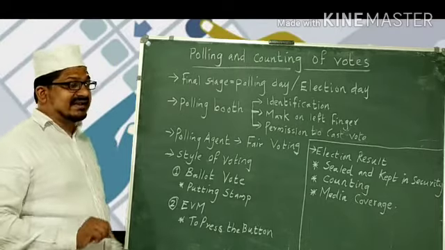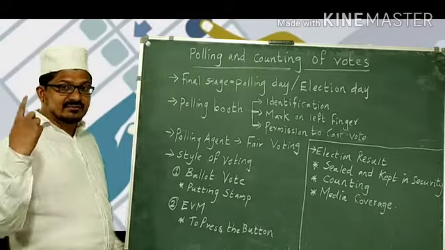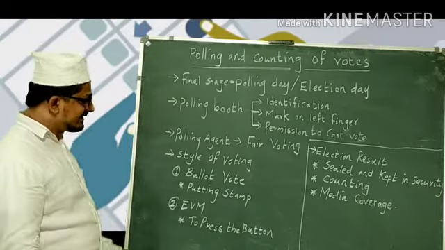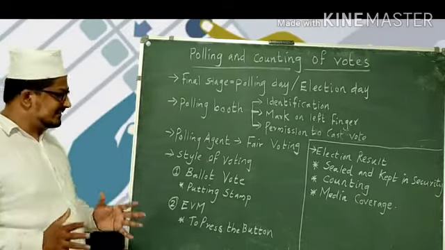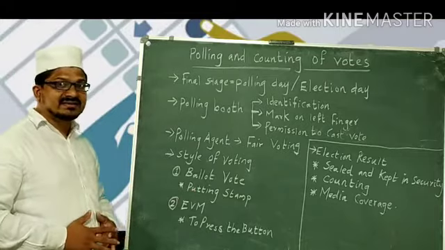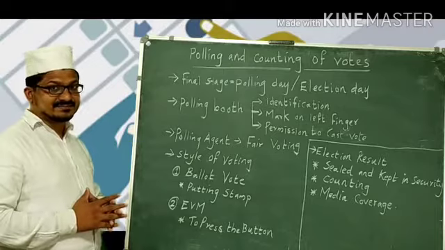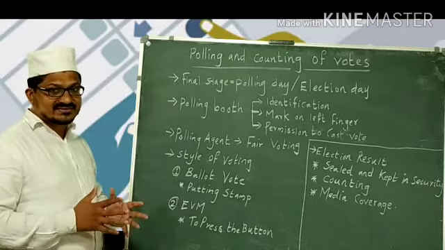The voters can press the button against his favorite candidate. It will be counted as one vote for his favorite candidate. So there are two systems of voting. First is ballot voting system. Second, electronic voting machine system. So I hope you have understood the difference between these two.